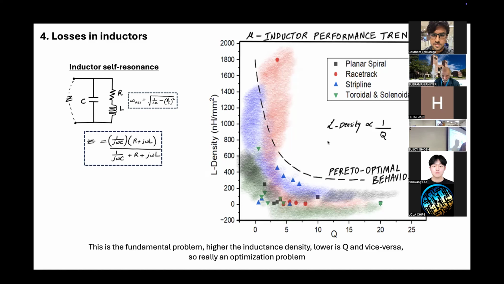So again, emphasizing this fact that there's a fundamental limitation, an optimization that has to be done, because the inductance density and the quality factor oppose each other. And there is some imaginary line somewhere that people haven't really looked at very well, but there is a line, and the only way to break that line is to have innovations in magnetic materials, right?